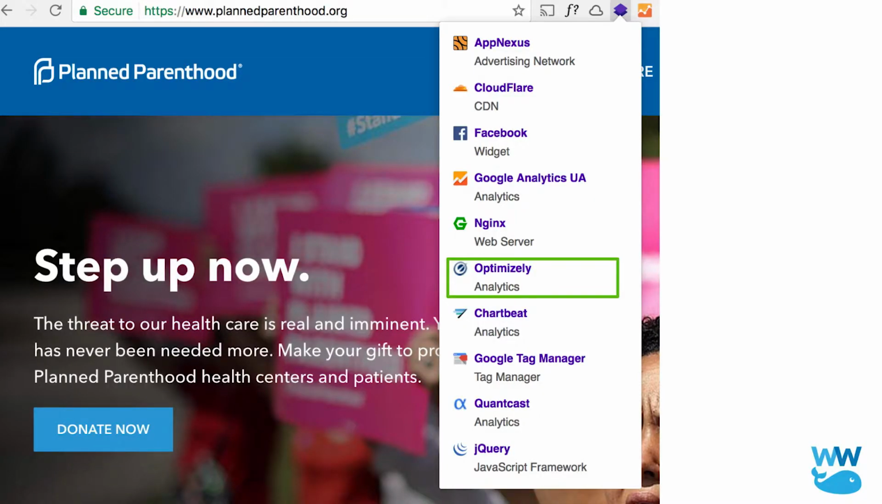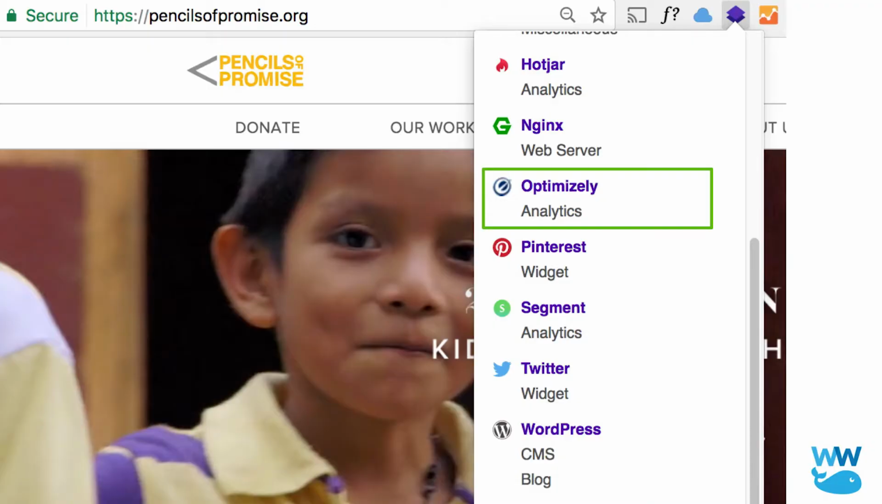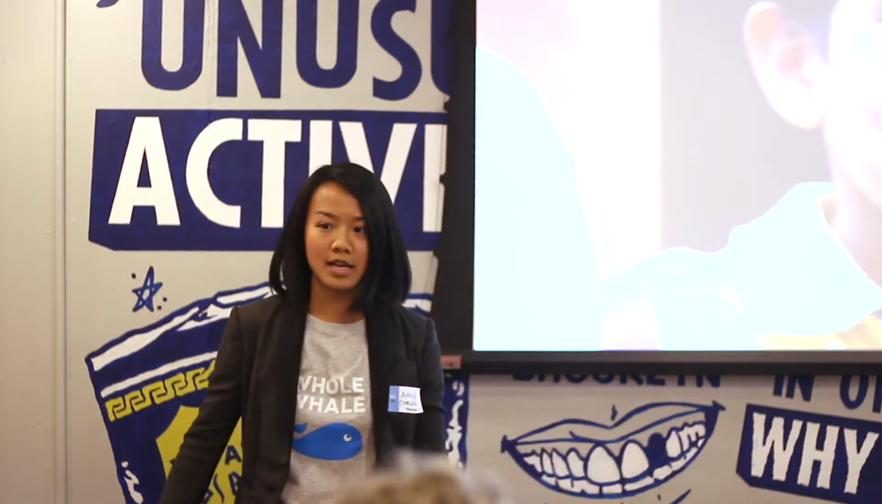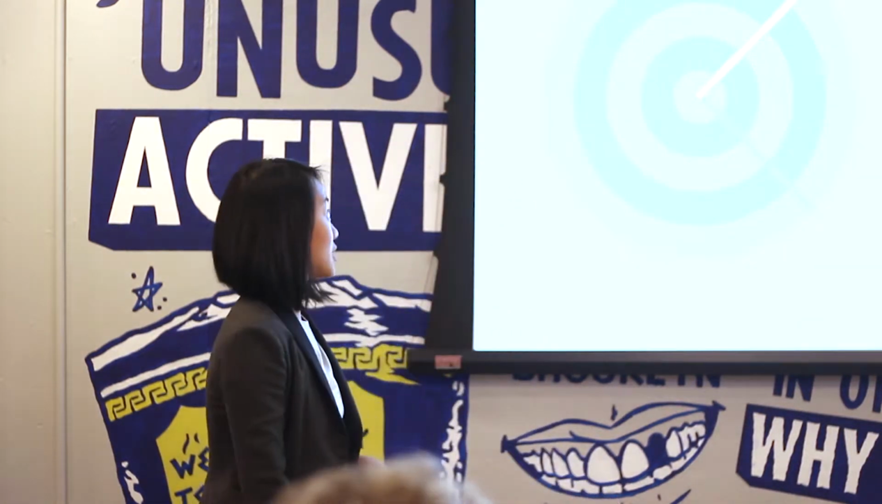Oh, guess what? What about Planned Parenthood? They are also running Optimizely. What about Pencil of Promise? There it is again. And this is just a very small sample size, but this goes to show you that nonprofits are doing this, and it's common practice. And you don't need to be a developer to start testing different things on your site.